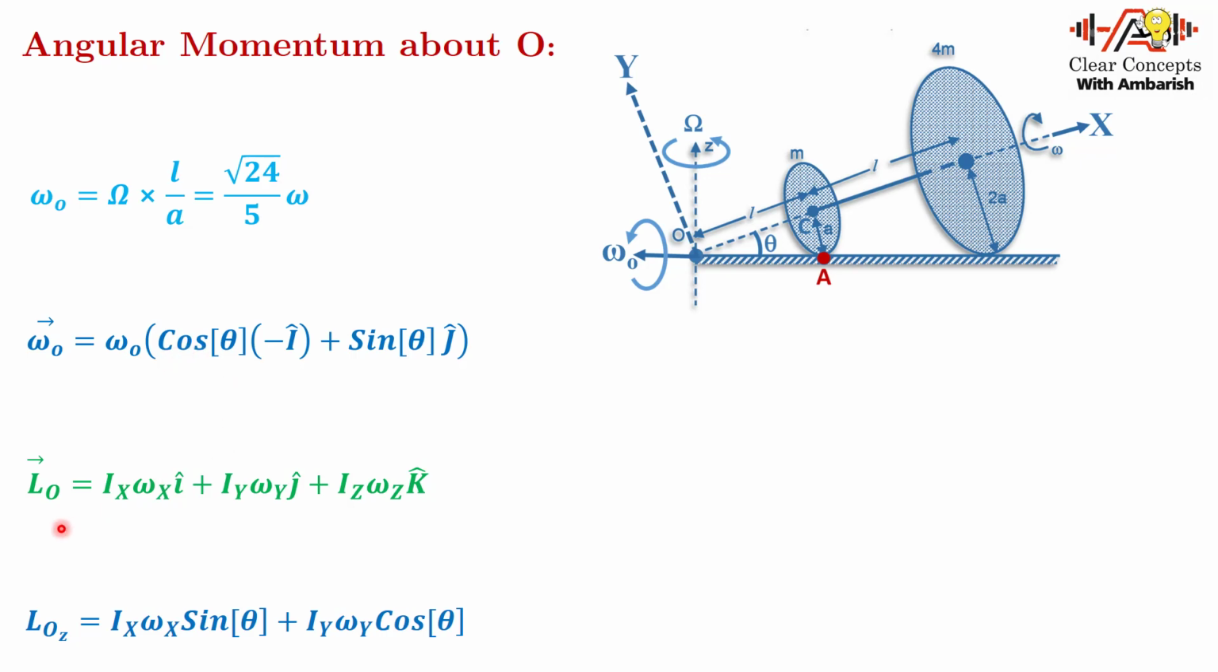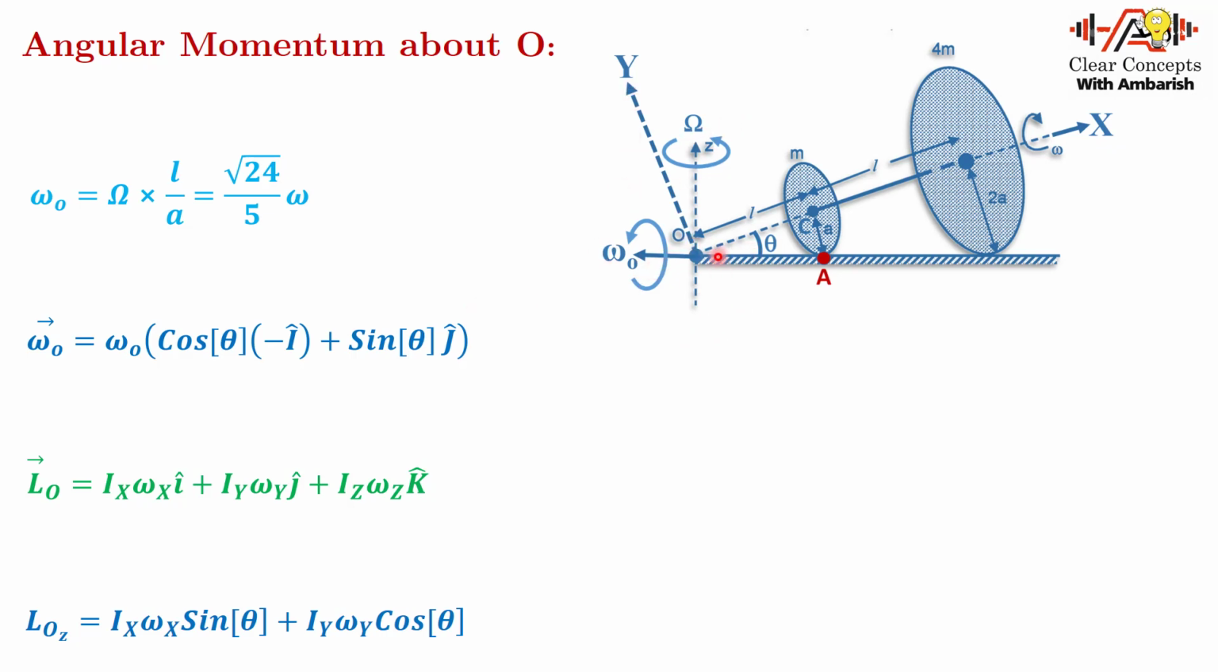Okay, so this is angular momentum about point O, but we were interested in the z component of angular momentum. In one of the parts, the z component is asked. So the x component, sin theta will be downwards. Ix omega x I cap will have a vertical component. Ix omega x is in this direction, so times sin theta, that's the vertical component due to the x component of angular momentum, and the y component of angular momentum will also contribute to the vertical component.